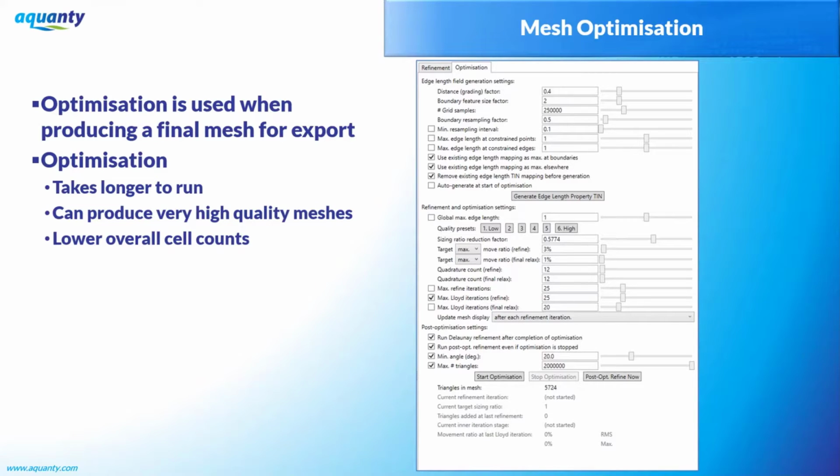So let's move on to the optimization tab now. This is where we usually spend most of our time when building a mesh. Optimization is what's used when producing a final mesh for export. It takes longer to run, and it can produce very high quality meshes with greater control over varying mesh resolution throughout the mesh itself, and overall lower cell counts compared to refinement.